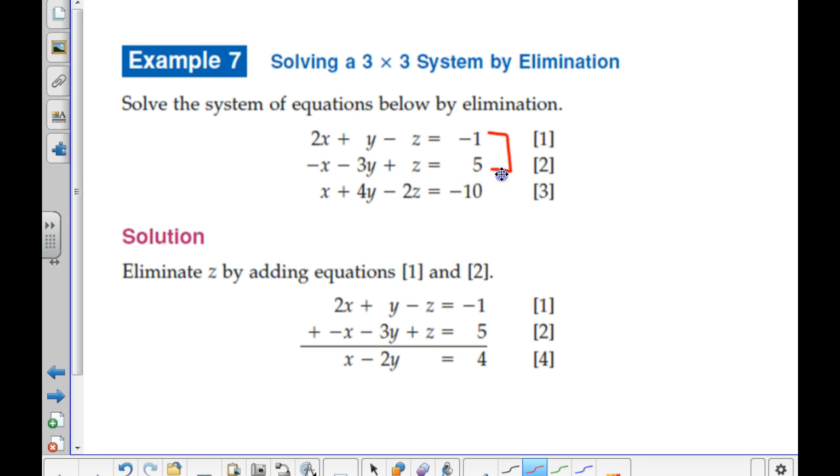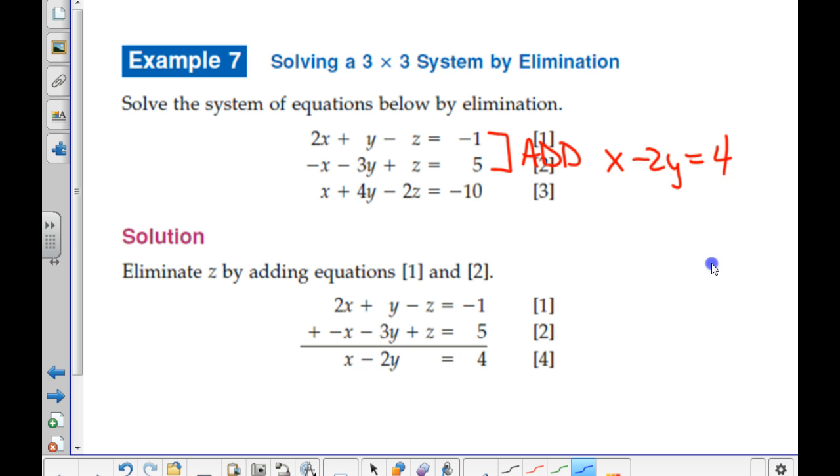If we get rid of z, we could add these top 2 together. Does everybody see that? What would we get if we added those 2 together? X plus, or X minus 4. Everybody good?